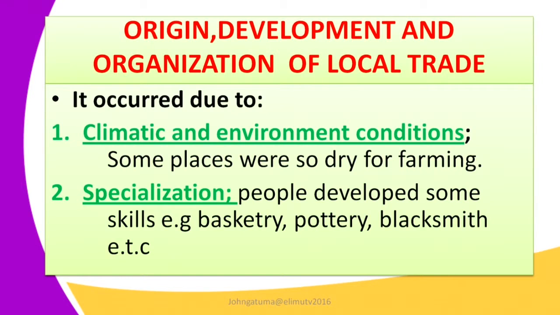Reason number 2 is specialization. People developed some skills, and examples of these skills they developed are basketry, making baskets, pottery, making pots, and blacksmithing, that is dealing with metals, so that they can exchange. So as a result of this, local trade began.